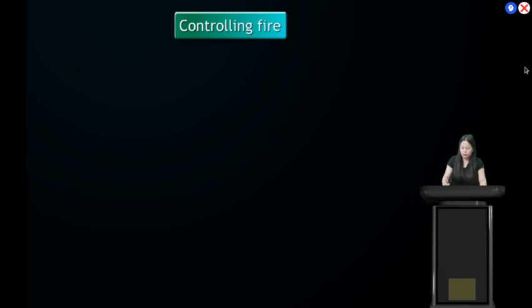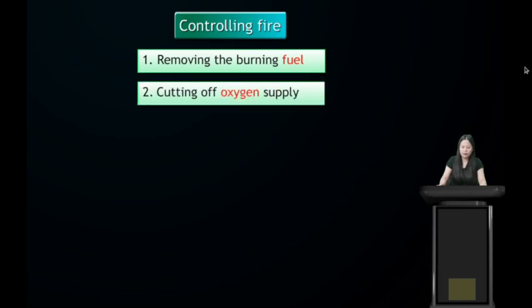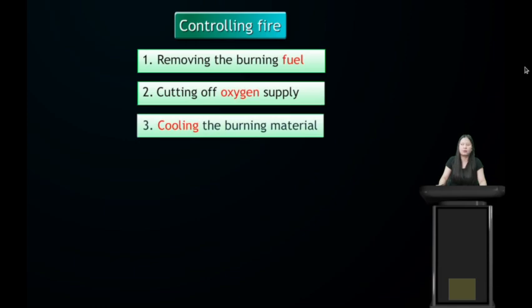Alright students, so controlling fire. How to control fire? We have seen that we can control fire either by removing the burning fuel, by cutting off the oxygen supply, or by cooling the burning material. So here we see fuel, oxygen, and cooling, so this is heat. We can control fire by removing fuel or oxygen or heat. So we can control fire by removing the essential components for combustion.